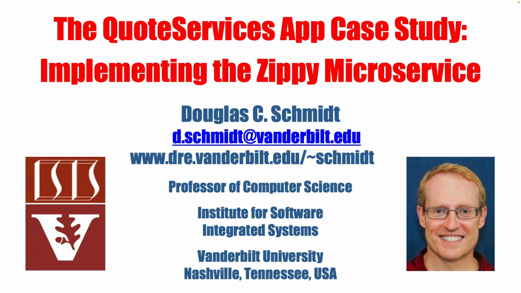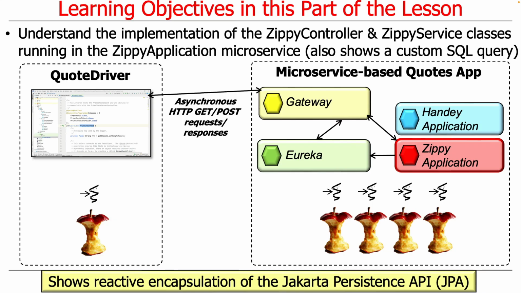So we're now going to walk through the implementation of the Zippy Microservice, and I'm going to show how we can implement the ZippyApplication, the ZippyController, and the ZippyService classes, as well as the custom SQL query mechanism. And this will show us how you can encapsulate the Jakarta Persistence API with the reactive types.